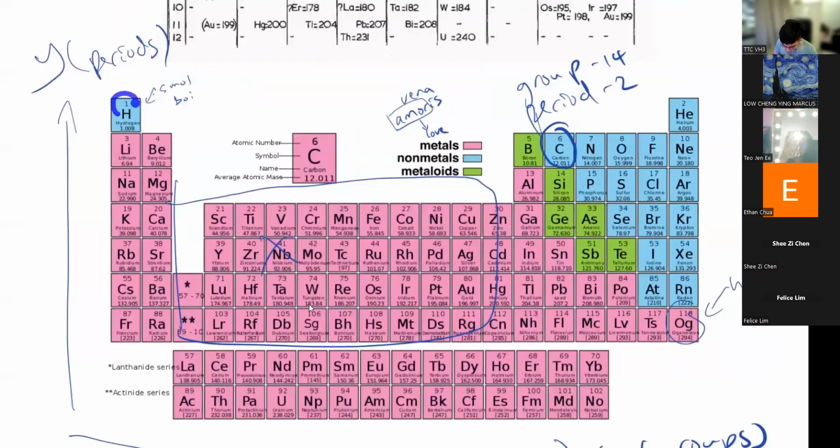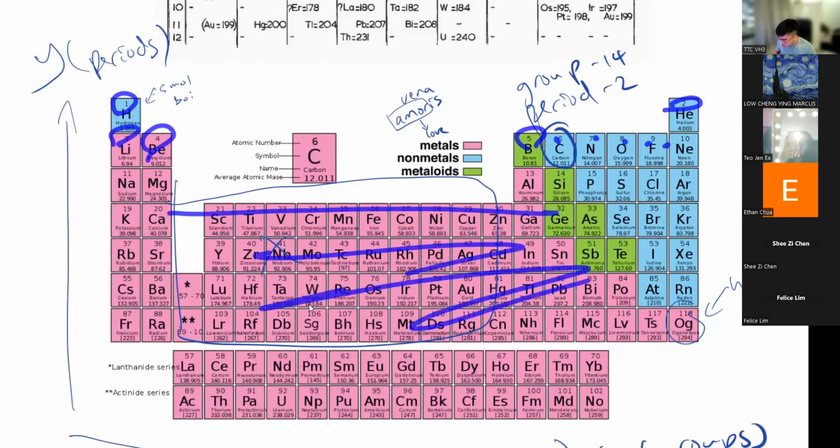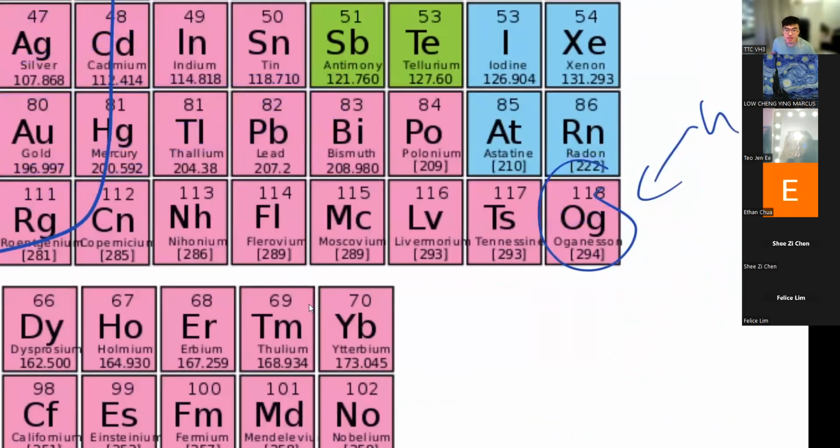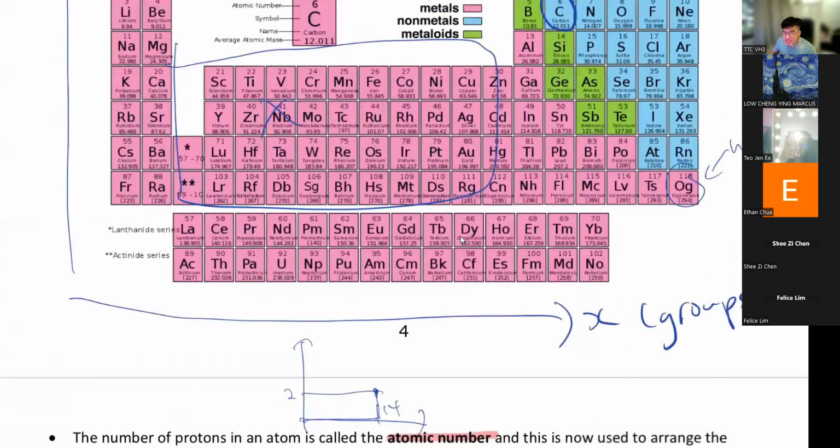So this is ID number 1, ID number 2, ID number 3, ID number 4, 5, 6, 7, 8, 9, and so on, all the way until ID number 118. So for now, we have 118 elements that are around. Just like ID number.